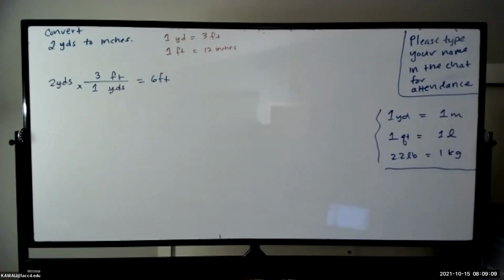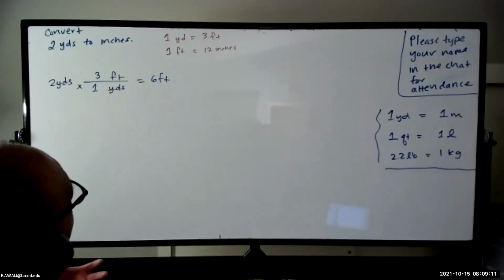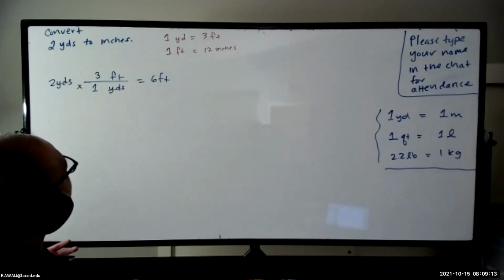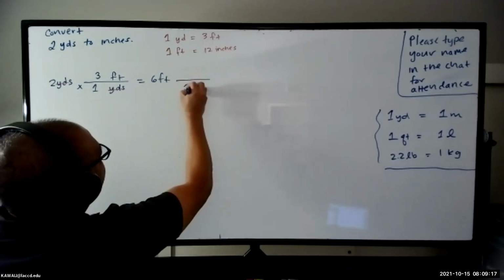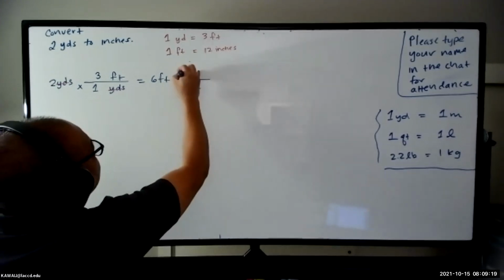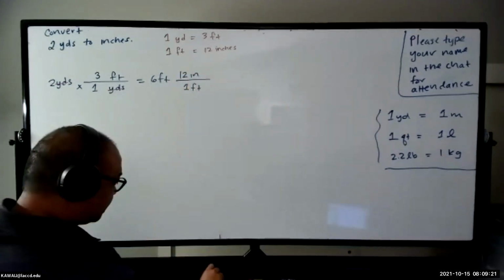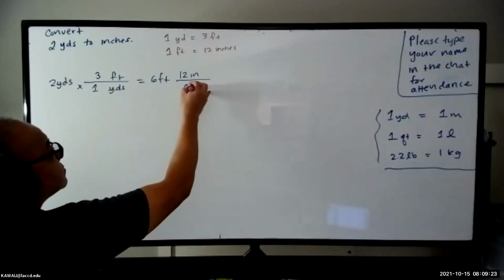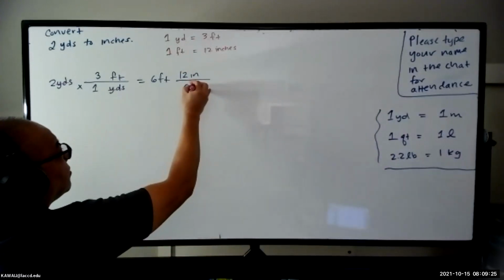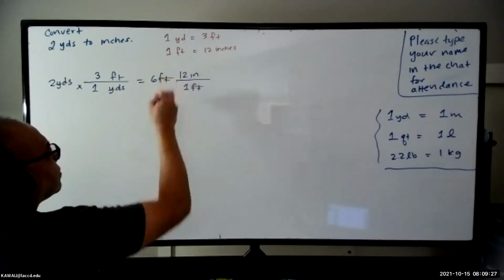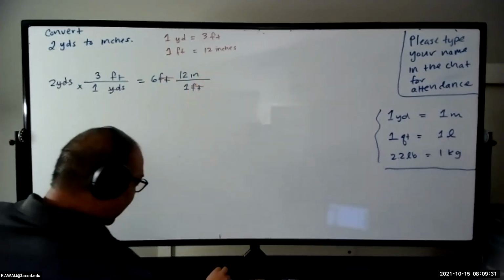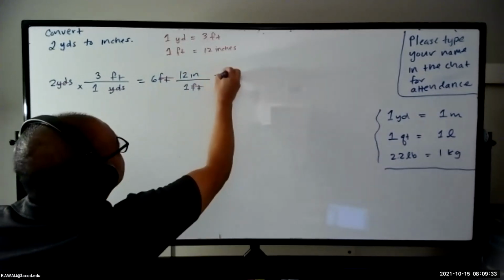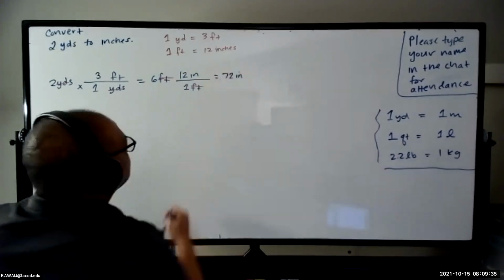Now, once I get to 6 feet, I want to do the same thing. I need to have feet on the bottom. So I know that 1 foot is on the bottom, and then I have 12 inches on top. These 2 will cancel, and then this is the unit that's left. So now I have 72 inches.